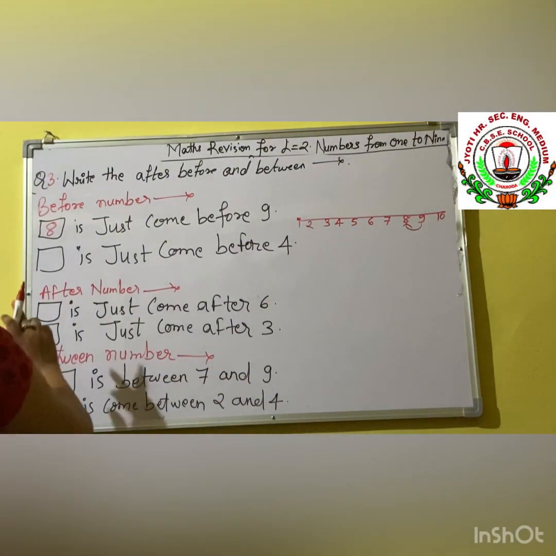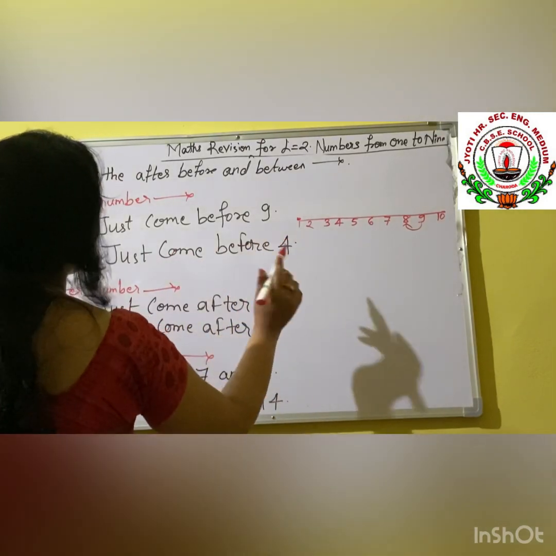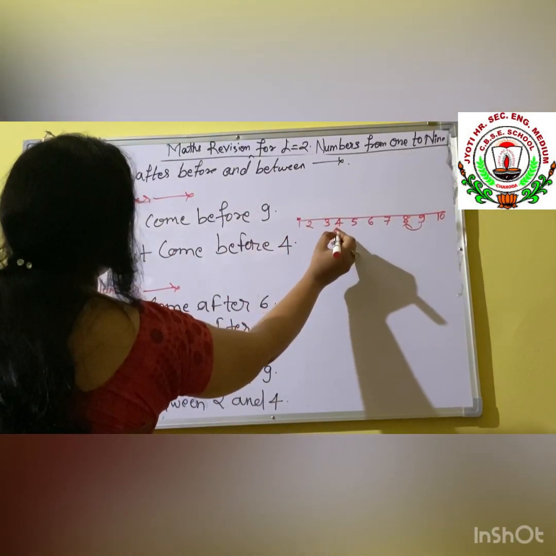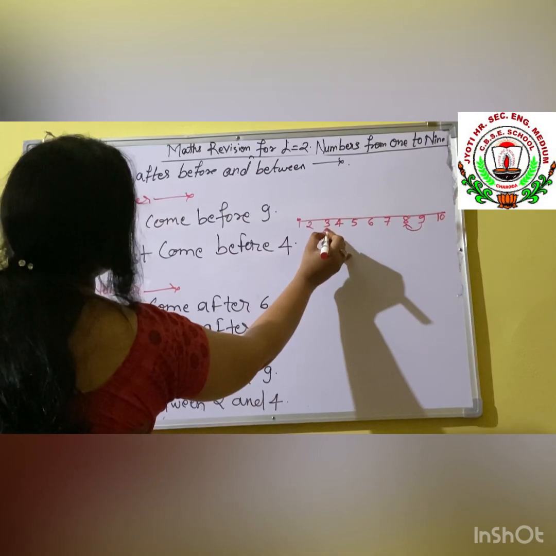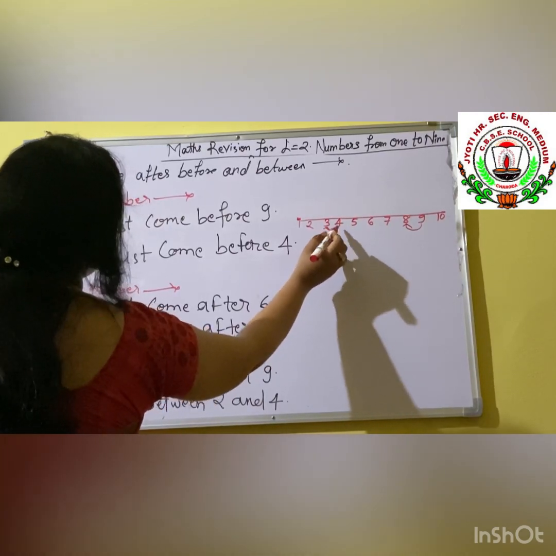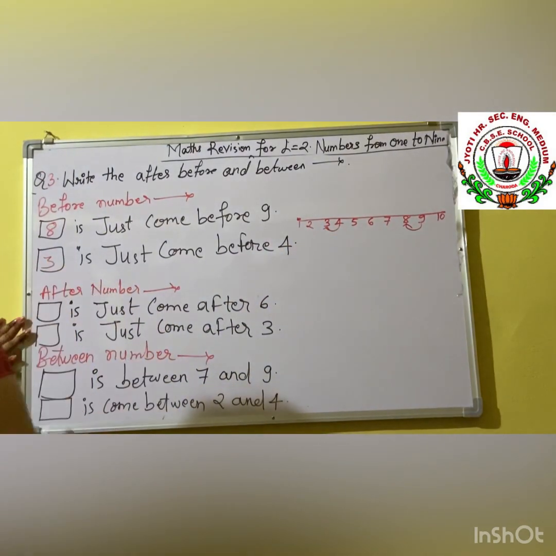Now, dash just comes before 4. So before means in your left hand, which number is coming first? 3. So our answer is 3, because 3 is just coming before 4.